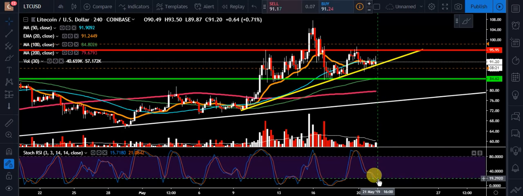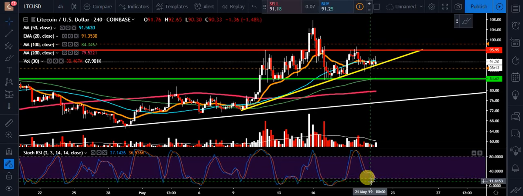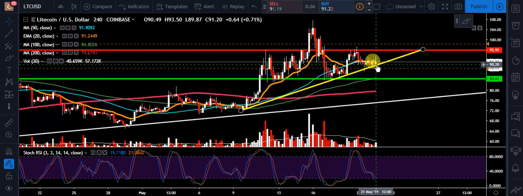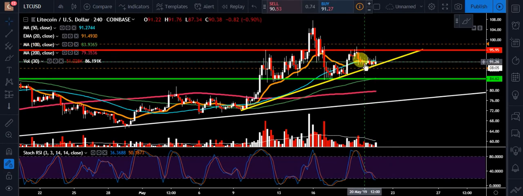is due to the stock RSI on the 4-hour. We're at 15 and 21, so we're in that oversold condition, and what it's looking like is we're wanting to get across here. So if we can get a bullish cross on this stock RSI, as it's correlating off this trend line, that's a good sign. That should show us that we have more room to run.